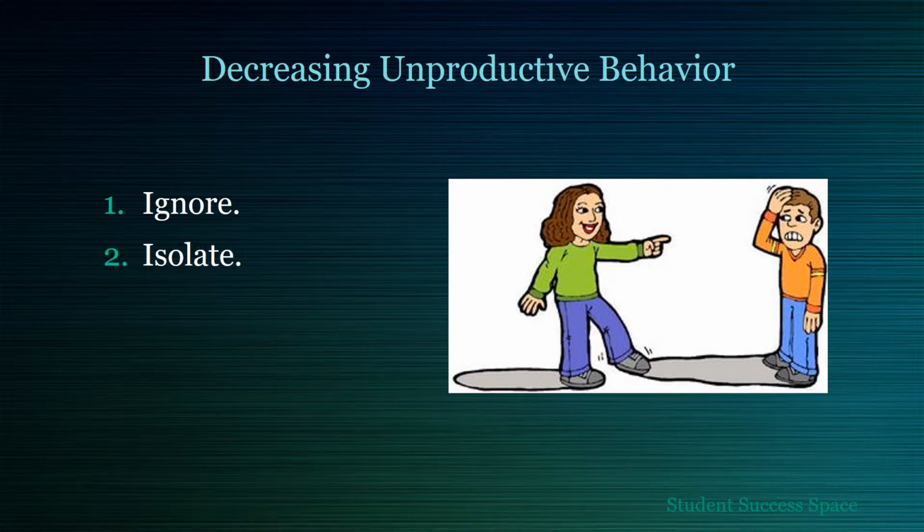You want to isolate that behavior, because some behaviors simply cannot be ignored, and your class needs to know what behaviors are clearly out of bounds. Let's give an example: hitting, open defiance, a loud disruption, temper tantrums. These kinds of things really need to be part of that isolation, or maybe an expulsion. You need to have some stipulations concerning the conditions under which an isolation is going to occur, and that's going to be part of that teacher-student contract.